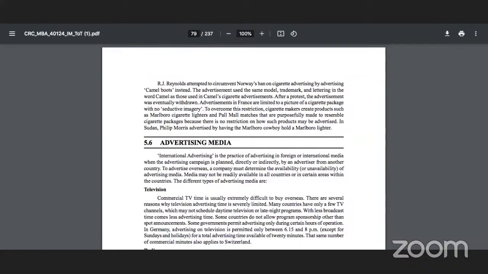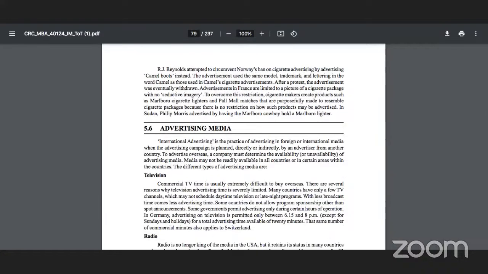In Sudan, for example, Philip Morris advertised by having the Marlboro cowboy hold a Marlboro lighter. Now, everybody knows how a Marlboro cowboy looks, and the immediate recall is that of a cigarette. So, people, irrespective of the model holding a lighter, will still be recalling the original cigarette ad. So, again, not a good practice.